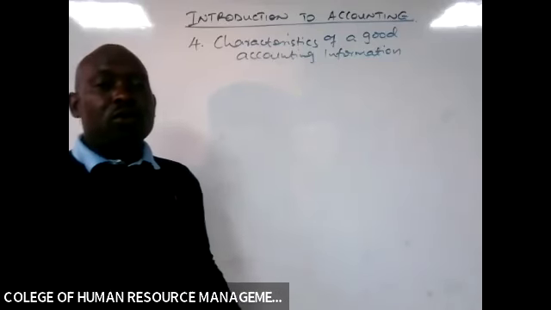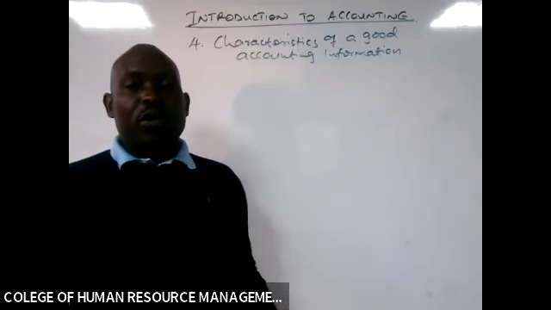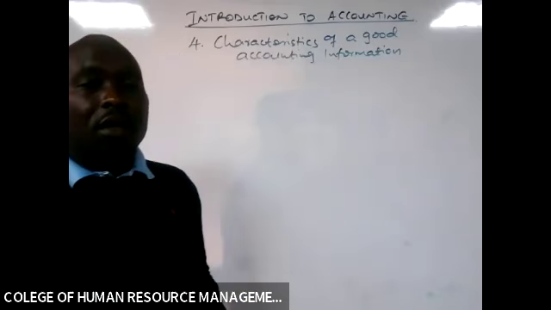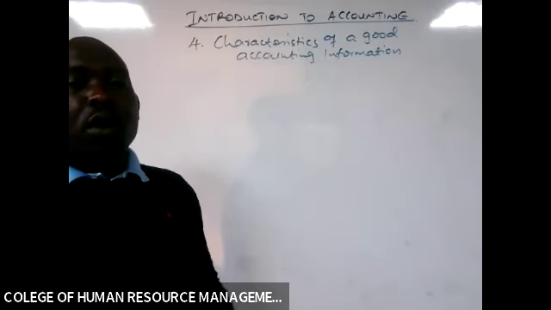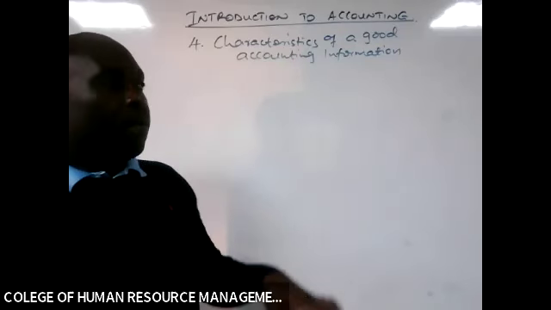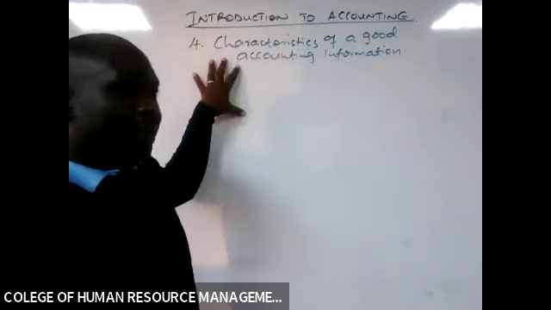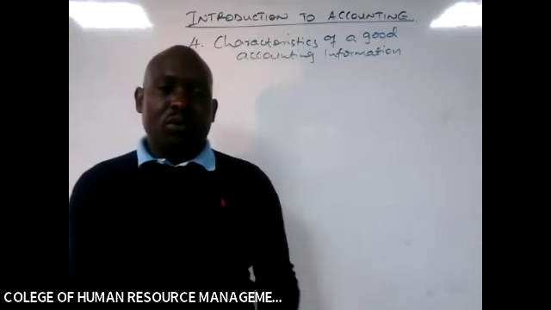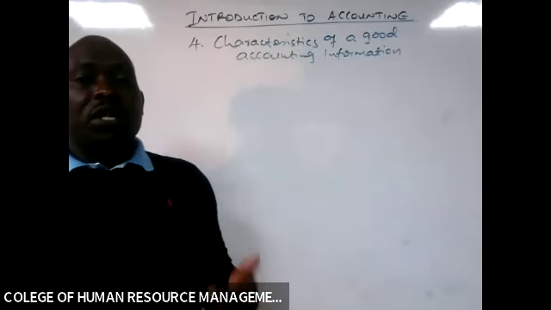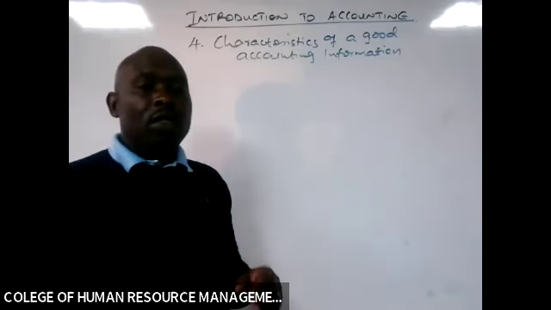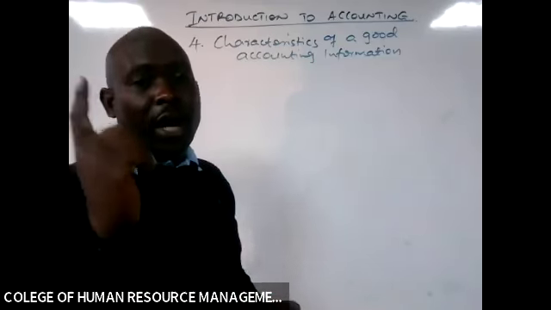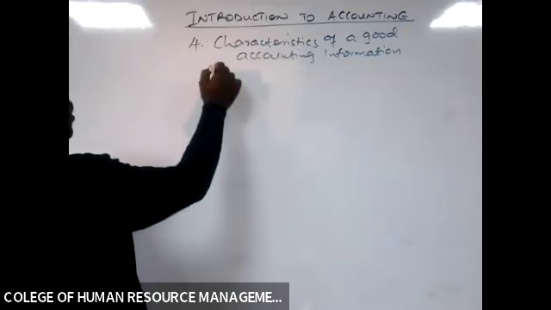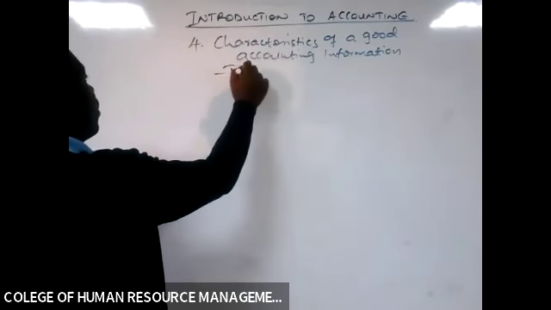We have said that accounting will provide information to the users. This information that is presented to the users will be helpful to them if it contains certain characteristics. Sometimes we call it the attributes of a good accounting information. So the information is going to assist the users if it has the following characteristics. Number one, it is the timeliness.